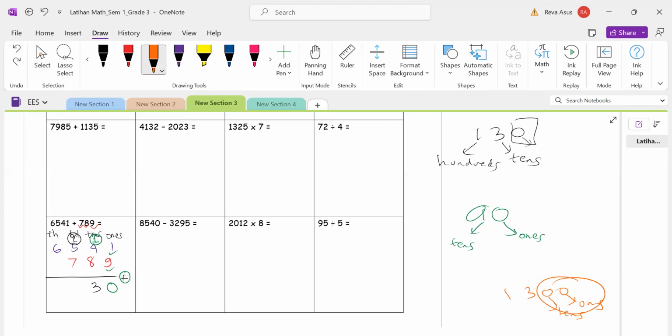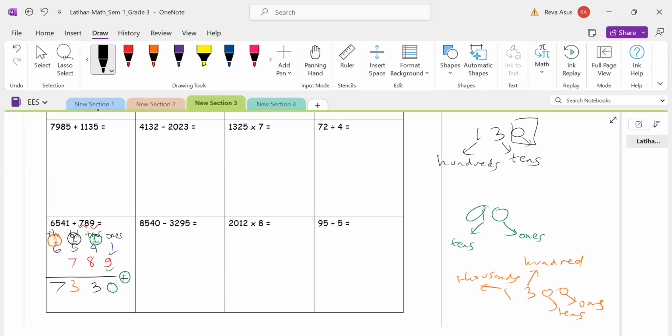So let's see the 3 here. The 3 here is at hundreds. We put 3 at hundreds, and then let's put 1 here at thousands. Let's put 1 at the top of 6. So 1 plus 6 in thousands is 7. So this is the answer.